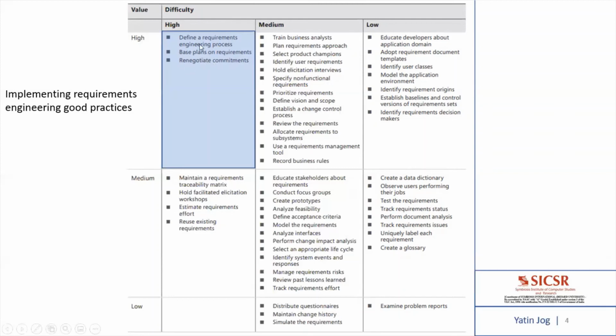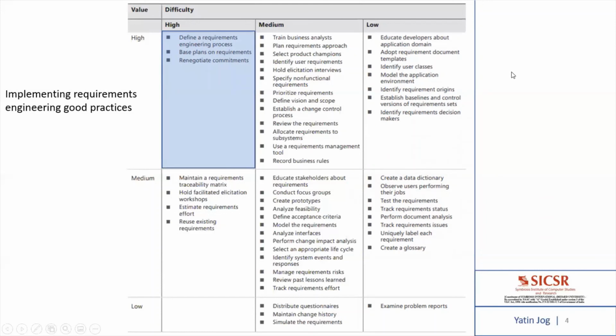So likewise, this is a matrix which gives you which good practices are difficult to implement and which good practices have a very good impact on the deliverables of the project. Now, it is not a thumb rule, or it is not necessary that you have to follow this matrix only. In your organization where you are working, if you have looked at the past data, and if you think that defining a requirement engineering process in your organization is very easy because your organization is a very mature organization, then in your case, this good practice may come in this cell.